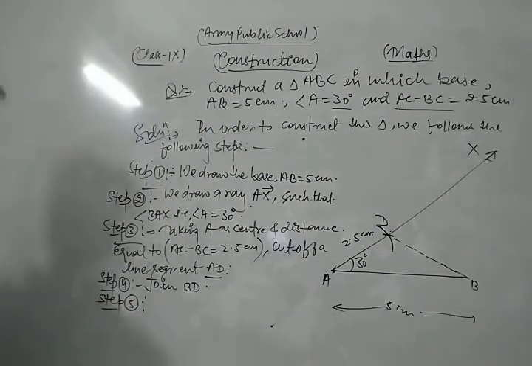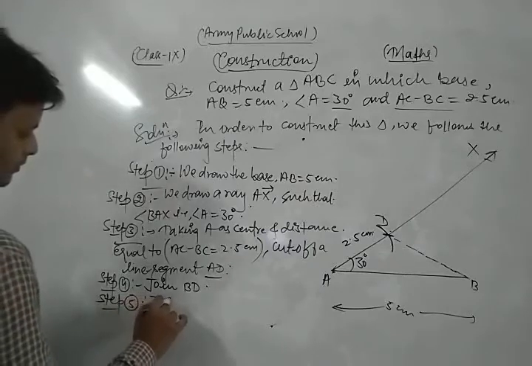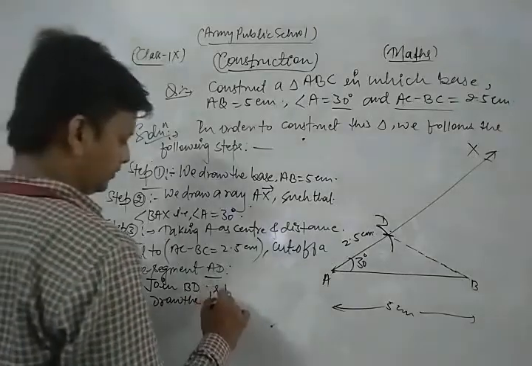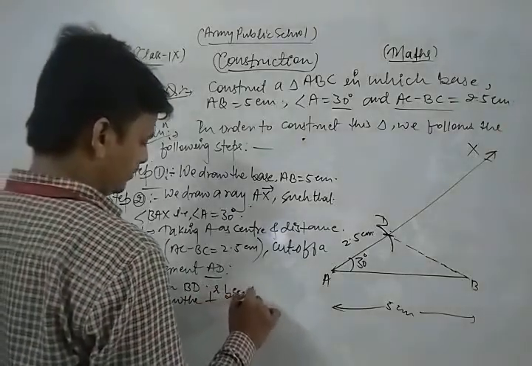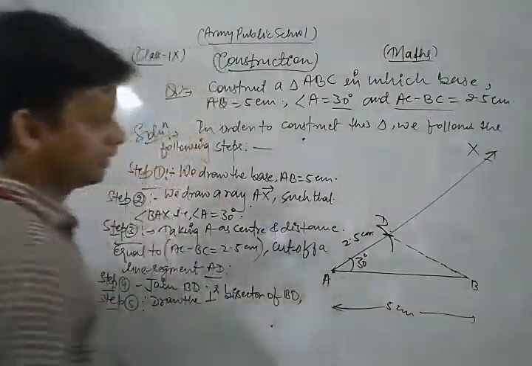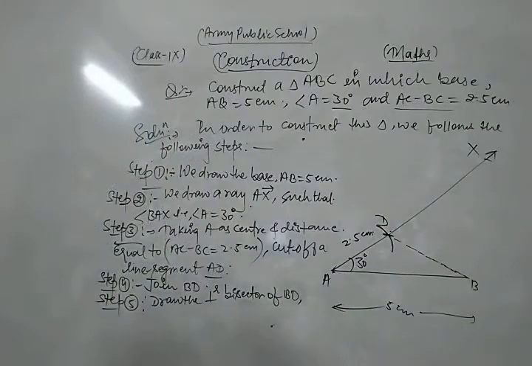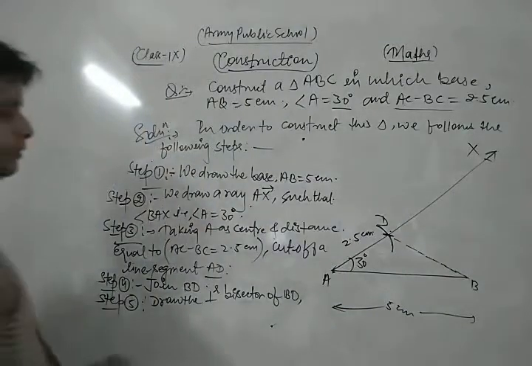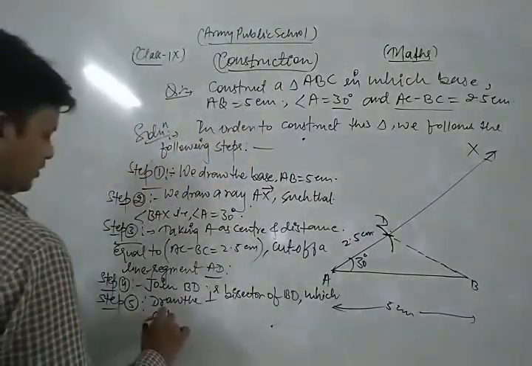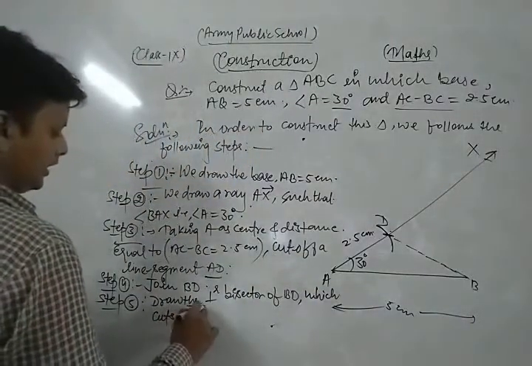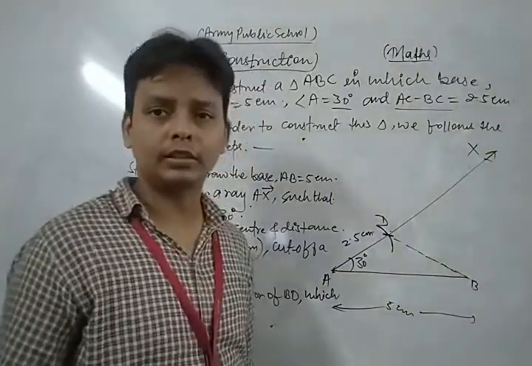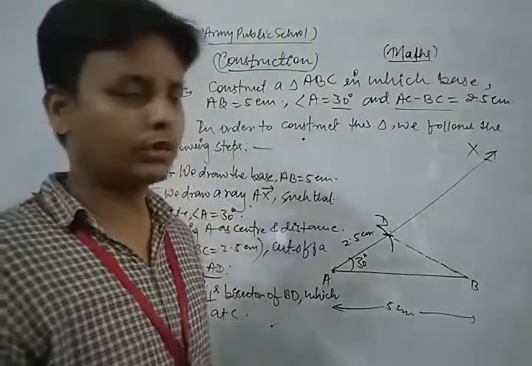Step 5: draw the perpendicular bisector of BD, which cuts the ray AX at C. Look, you know what the process is to construct the perpendicular bisector of a line segment. You know that very well.